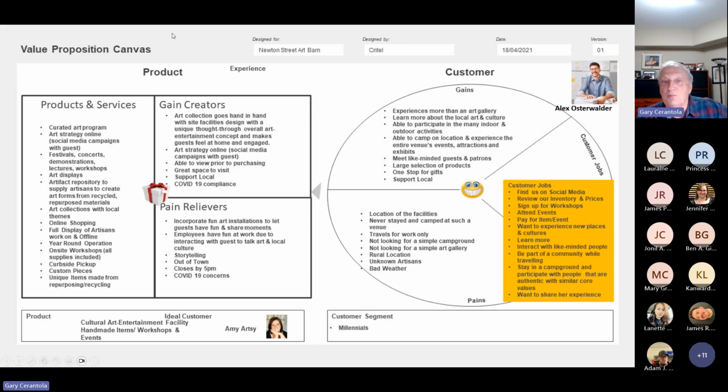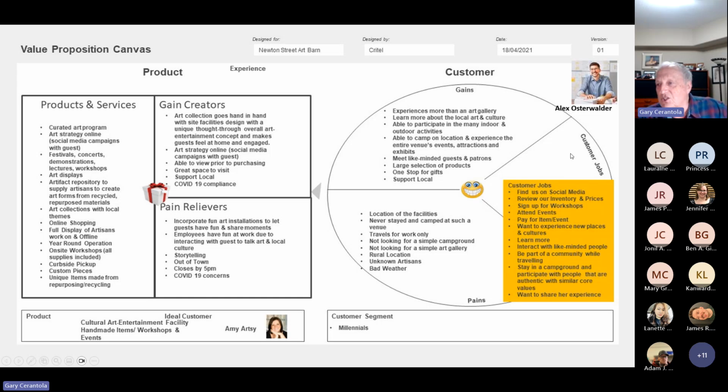So this is the standard value proposition canvas by Alex Osterwalder. It's all over the internet. You can find a template like this that you can fill out. But here's where we created the value proposition for Amy Artsy, basically. And we looked at, what are her gains? What are her pains?